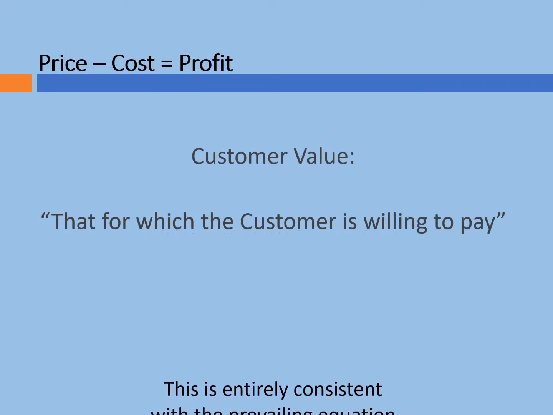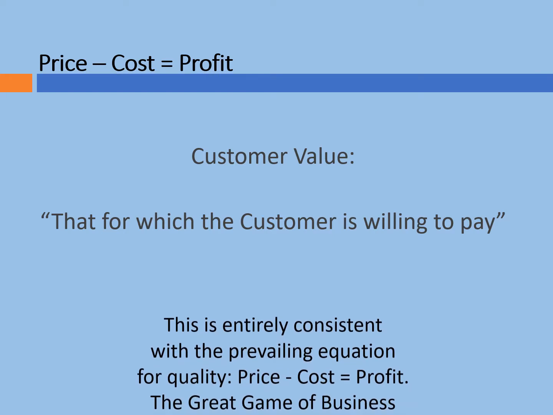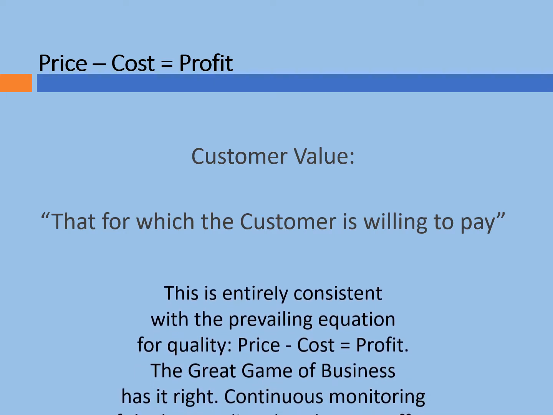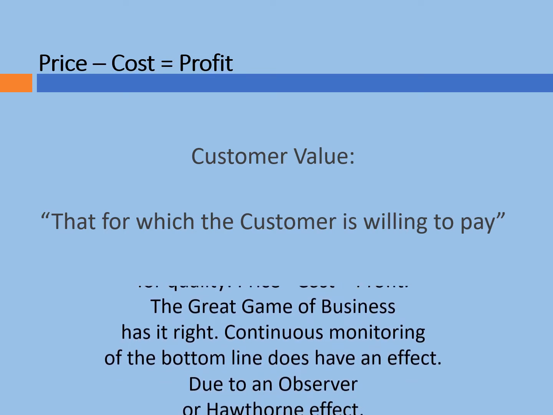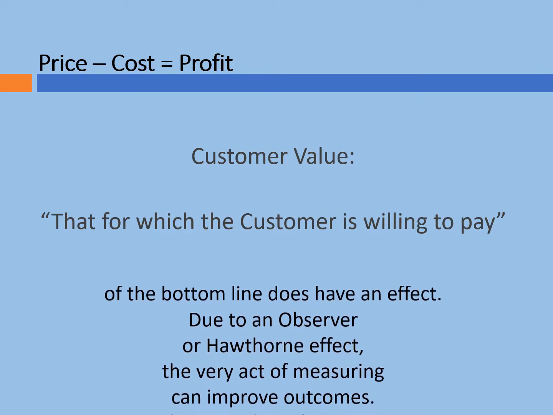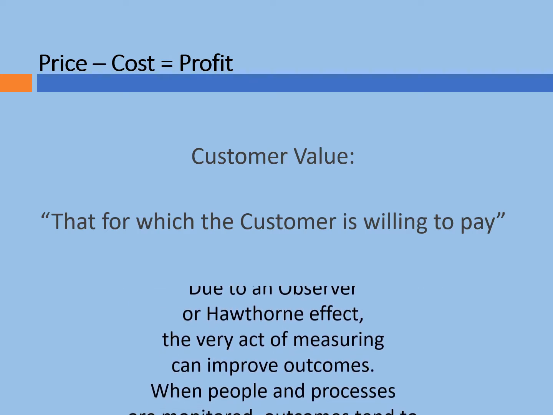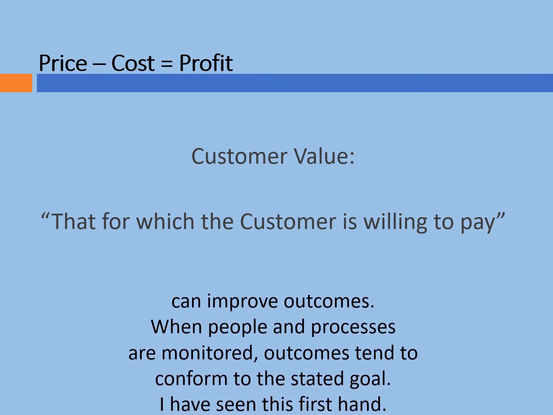This is entirely consistent with the prevailing equation for quality: price minus cost equals profit. The Great Game of Business has it right. Continuous monitoring of the bottom line does have an effect. Due to an observer or Hawthorne effect, the very act of measuring can improve outcomes. When people and processes are monitored, outcomes tend to conform to the stated goal.